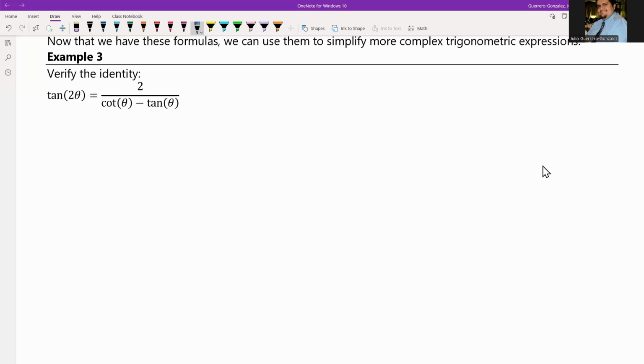So I'm going to try to grab this thing, 2 over cotangent of theta minus tangent of theta, and I'm going to try to turn it into tangent of 2 theta. Hopefully, just to get yourself some practice, if you want to, I'm about to solve it. Pause the video. Try it out. All right. So here we go, though. I'm going to do it right now.